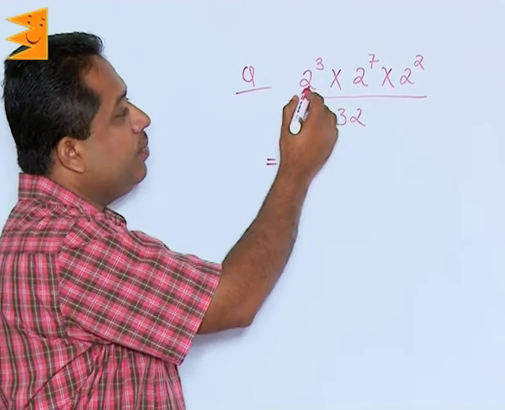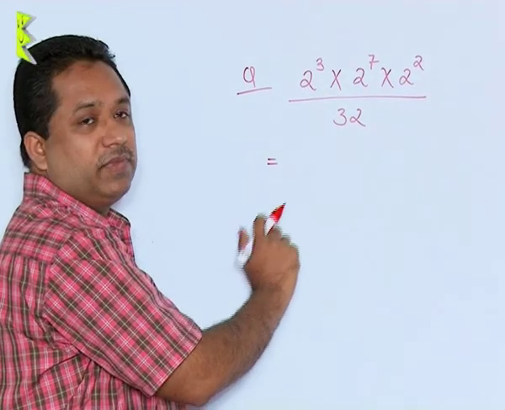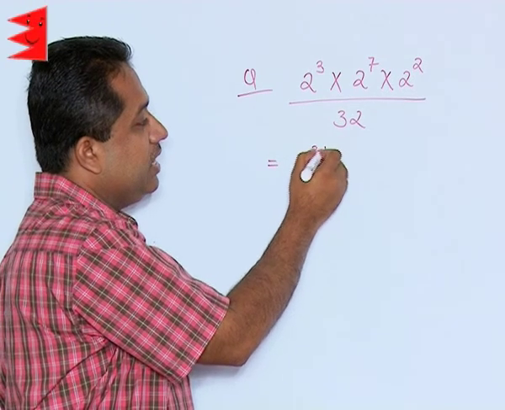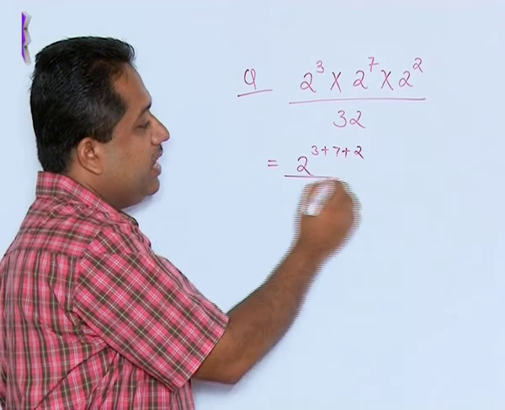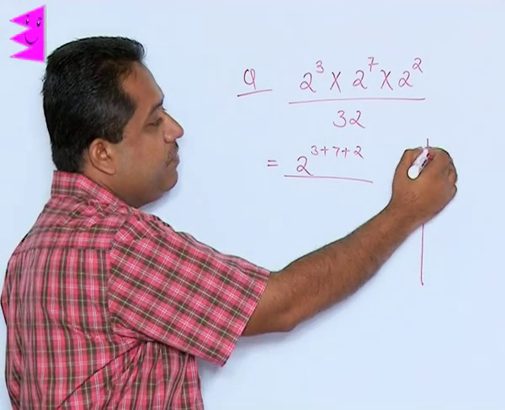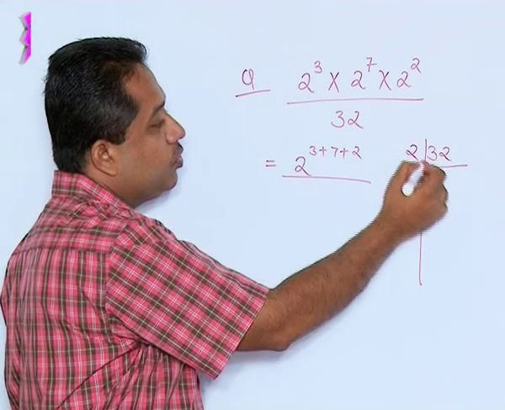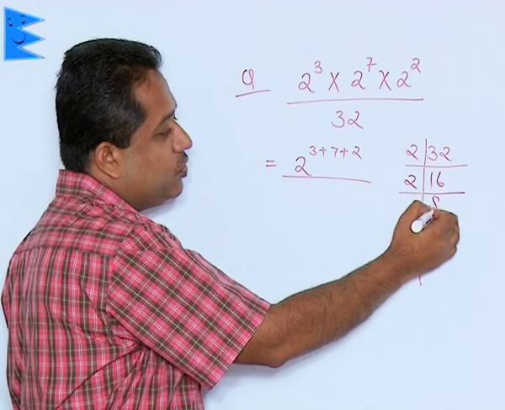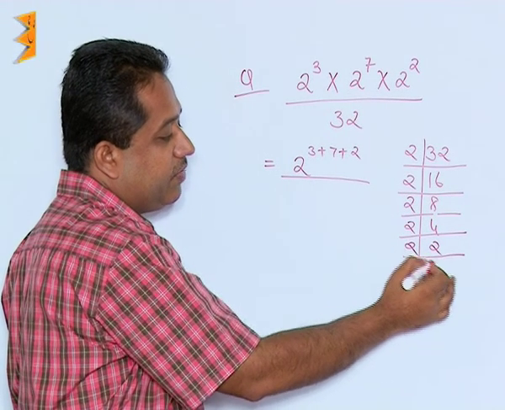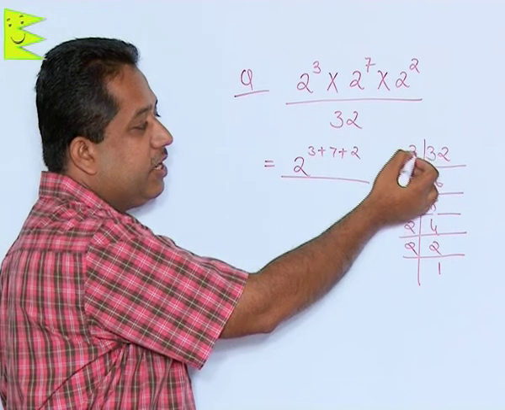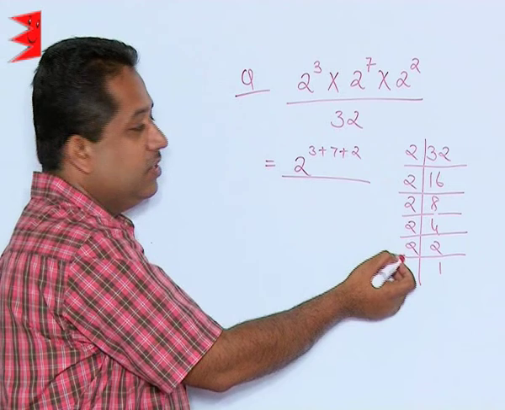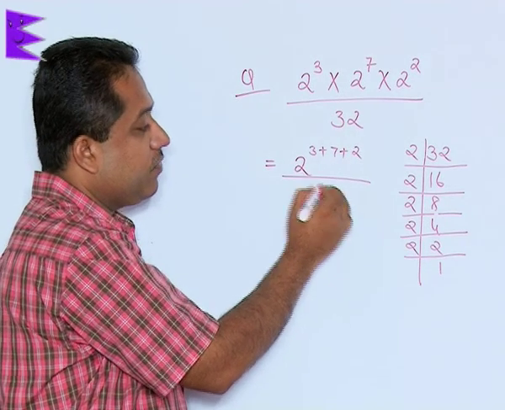So here in the numerator you find that the bases are all same. If the bases are same, we can add the powers. So this will become 3 plus 7 plus 2, and in the denominator you have a number 32. Now you have to find the prime factors of 32. So 2 goes 16 times, again 2 8 times, 2 goes 4 times, 2 twice, and finally 2 1. So you will find that 32 has got prime factors which is made up of 1, 2, 3, 4, 5 2's. So I can write 32 as 2 to the power 5.